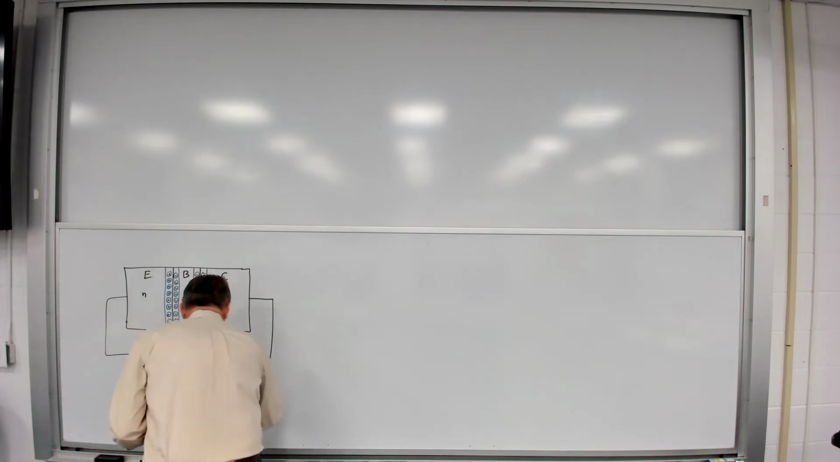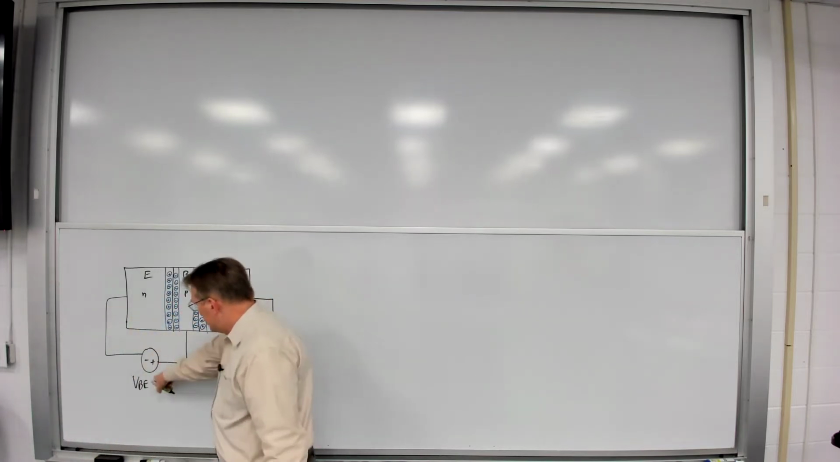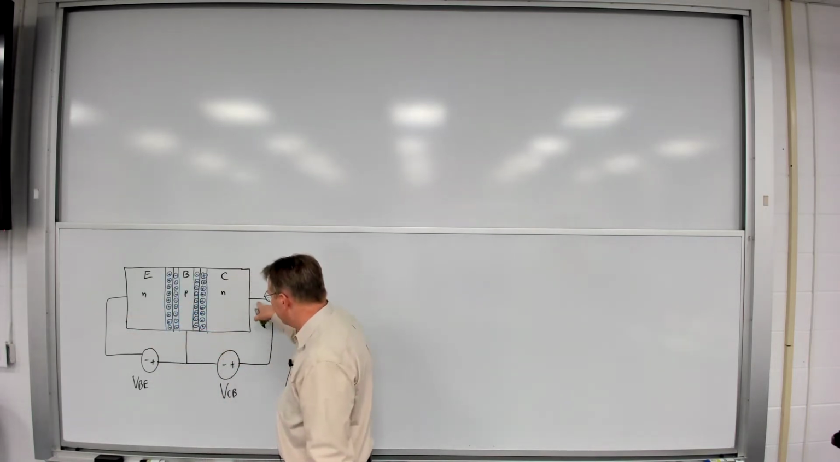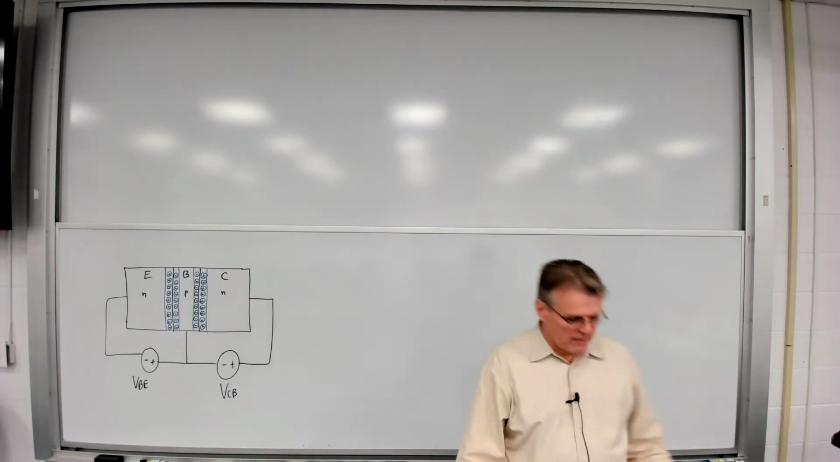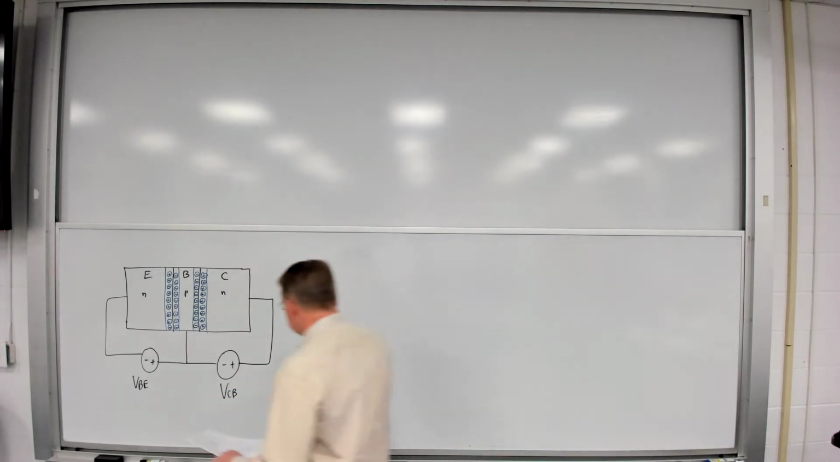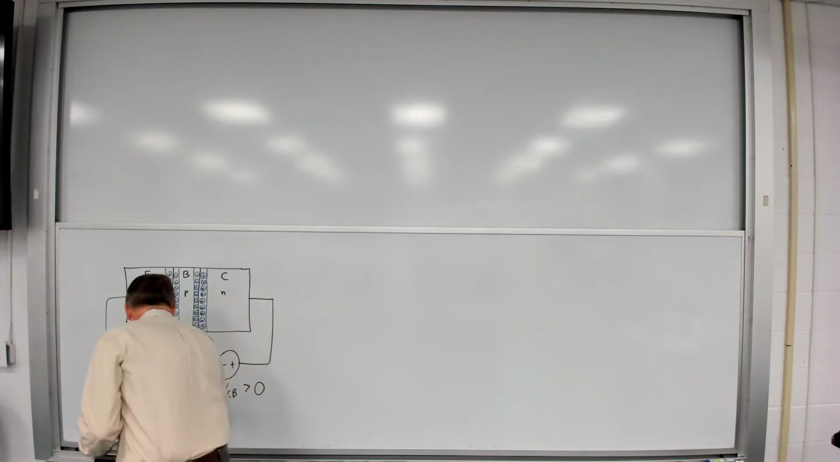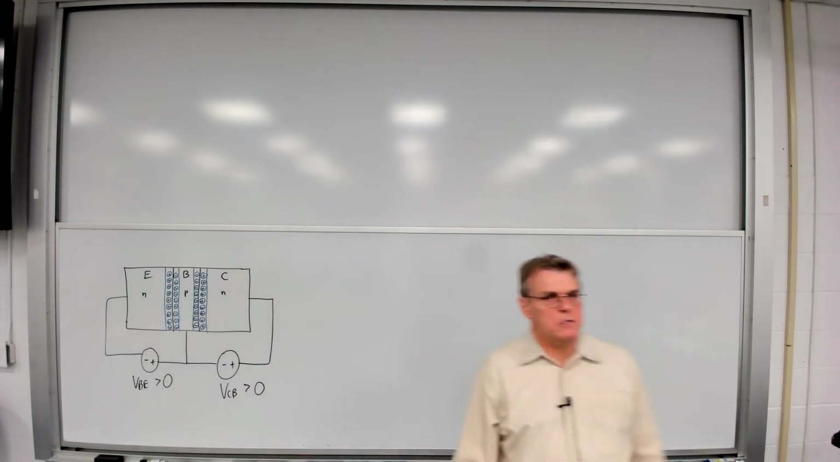VBE and VCB. So this one is connected between the base and the emitter, and this one is connected between the collector and the base. So notice the subscripts. And in both these cases, I'm going to have these voltages as positive voltages.